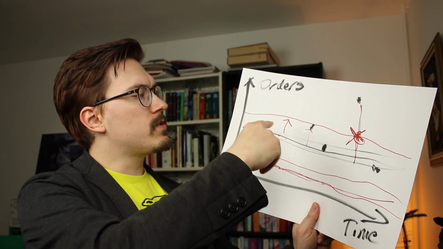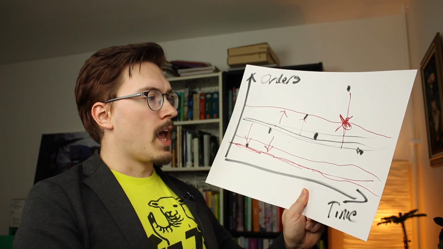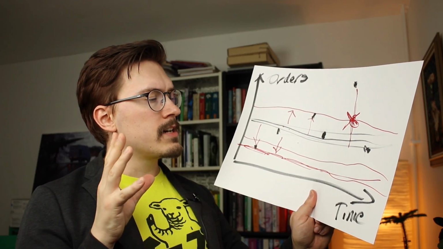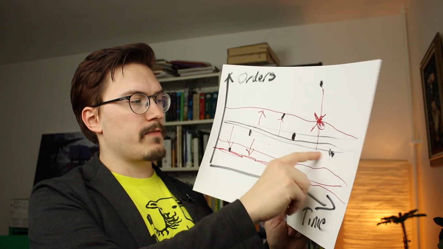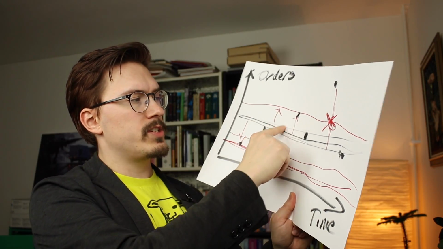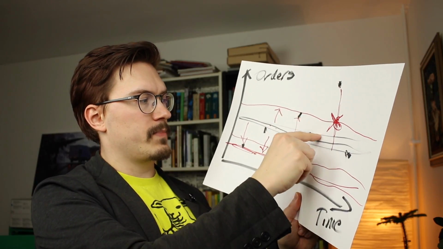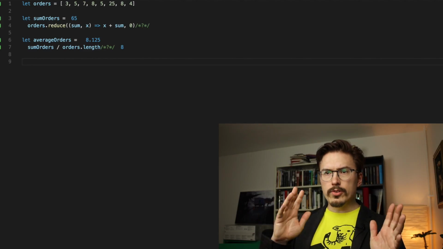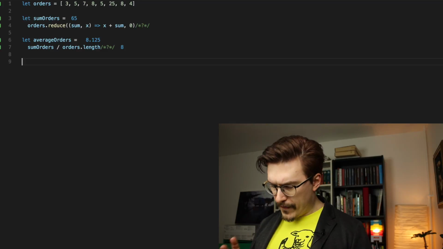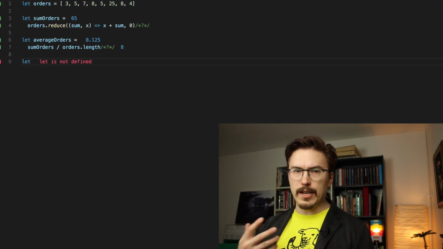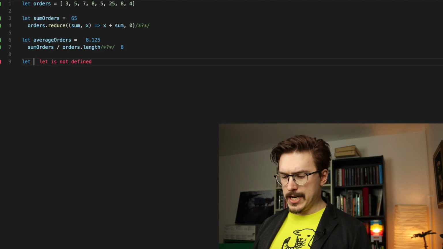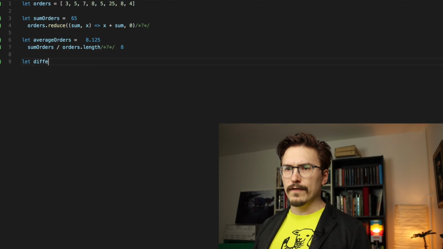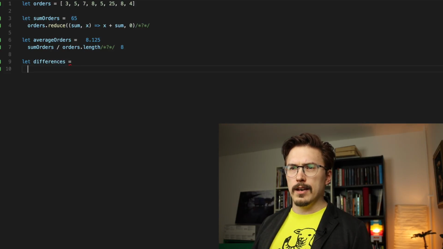The next step is to figure out these lines here, which is the average distance from the mean, the average. What is the average distance from this line between all these dots? In order to calculate this average, we first need all the differences. So let's see if we can do that. I'm just going to call it differences.